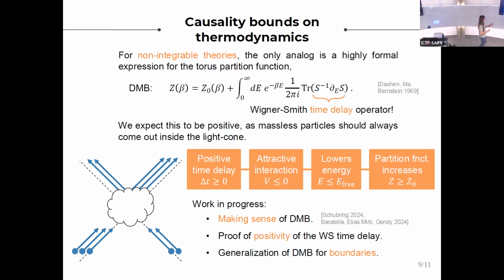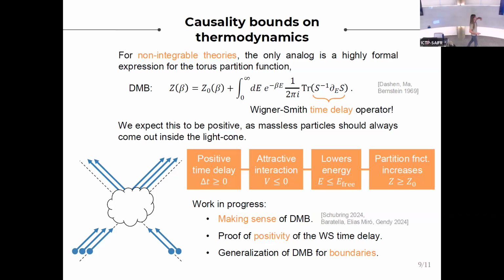And then if you have an attractive interaction, that lowers the energy with respect to the free system, and that in turn increases the partition function. The partition function weights e to the minus E, with that minus over there. So indeed you see that in this formula, if this time delay is positive, it increases the partition function with respect to the free one. So that's why we expect this type of bounds on thermodynamics from causality to continue to hold beyond integrability.